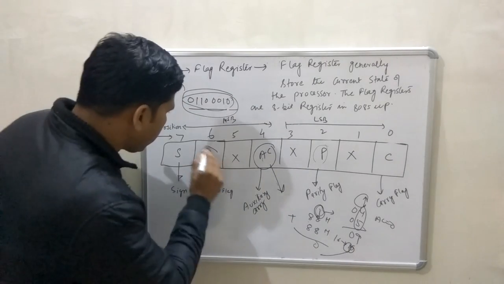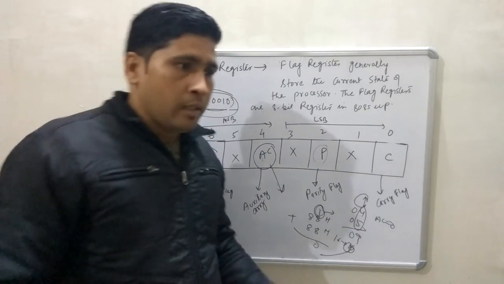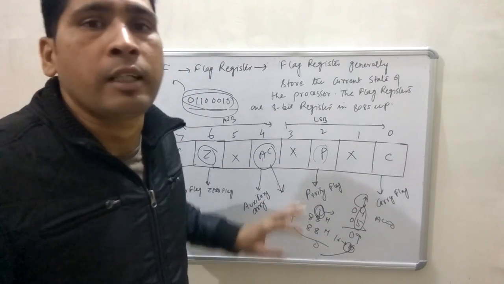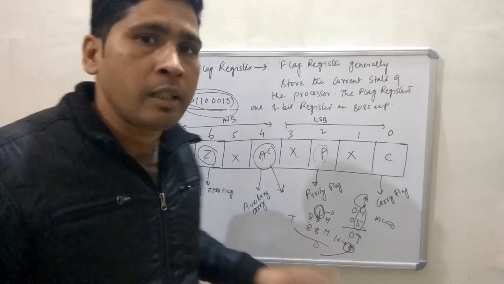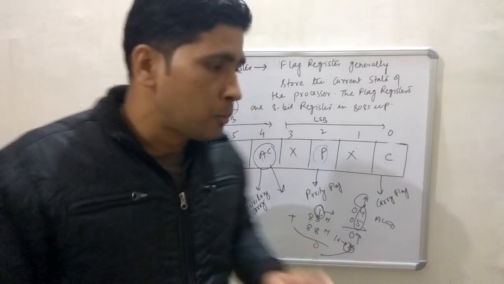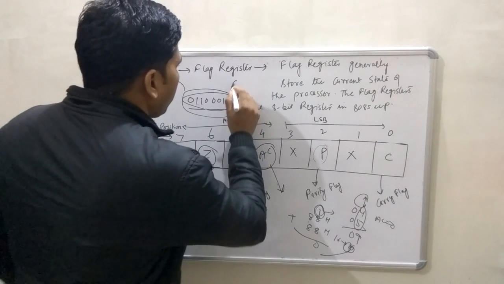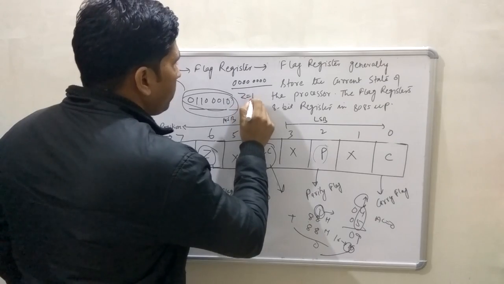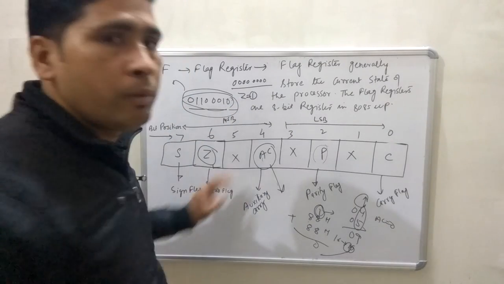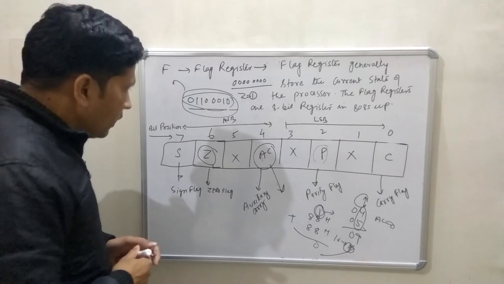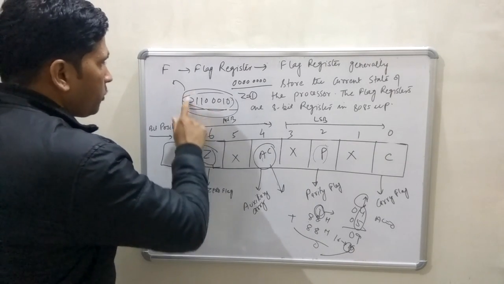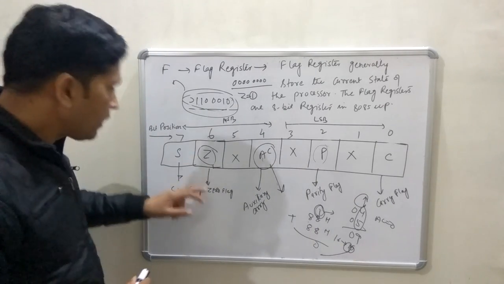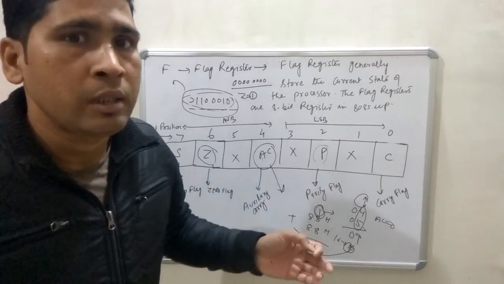Now talking about zero flag. What happens? If the total output is 0, then zero flag will be set. Otherwise, it will be reset. It depends upon the content of the accumulator. Suppose you are going to add two numbers and the output stored in the accumulator is 000. In this case, zero flag will be set. Set means the value of zero flag will be 1. Otherwise, if the output is not 0, zero flag will not be set, which means its current state is 0.